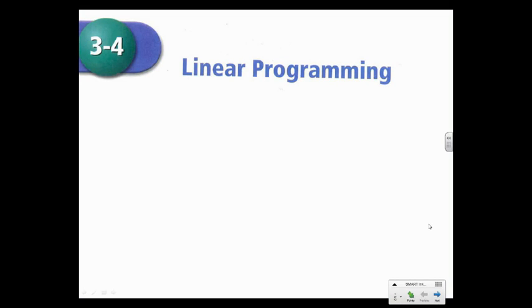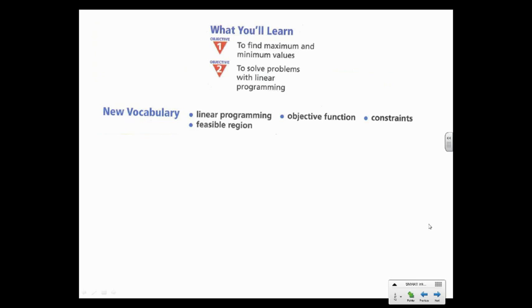Okay, 3-4, linear programming, which is the last section of chapter 3, short chapter here. So we're going to add a little twist to what we've been doing in 3-3, which is graphing our systems of inequalities. Two objectives here: first, to find maximum and minimum values of certain problems, and then we're also going to solve word problems with linear programming. So we'll see both of those.